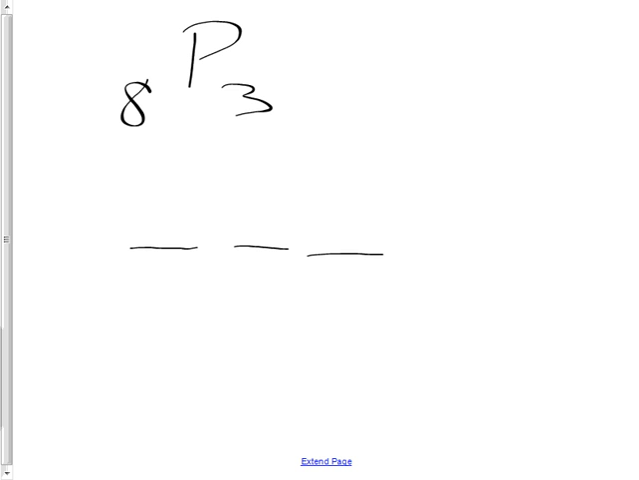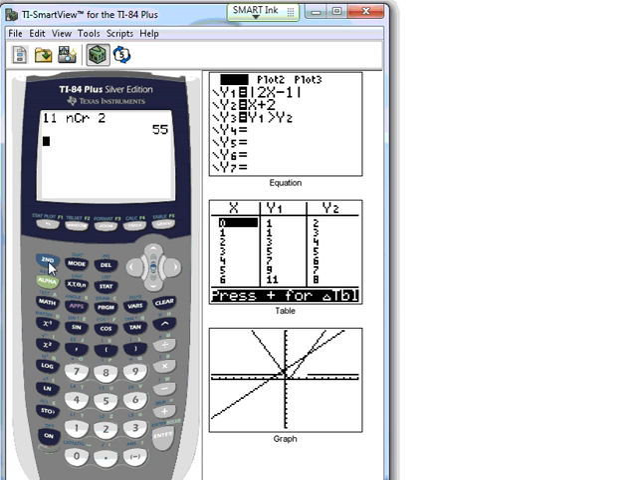8P3. In case you forgot where it is, pull up my calc here and clear that out. 8P, and that's under Math, PRB. And there it is, the P. 3. And there are 336 ways. Raise your hand if you had that one right. Okay, good.